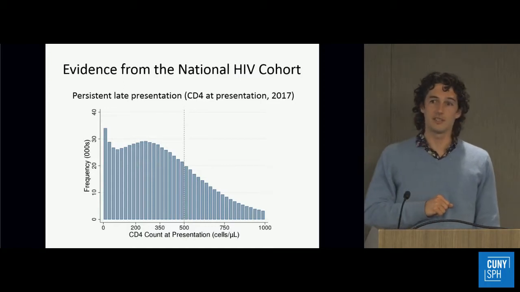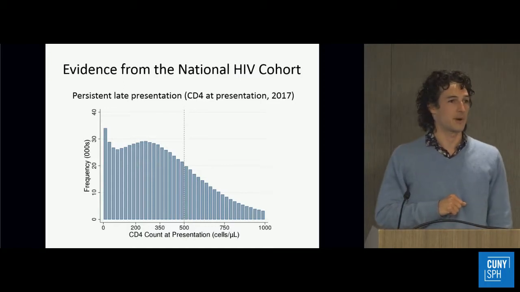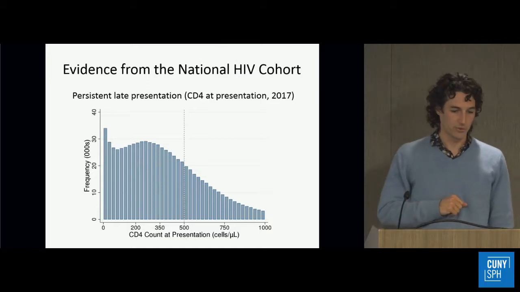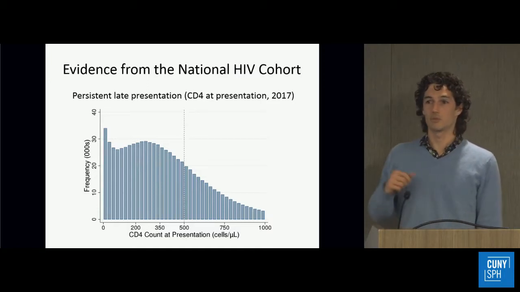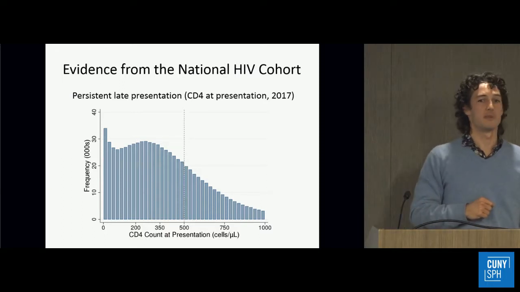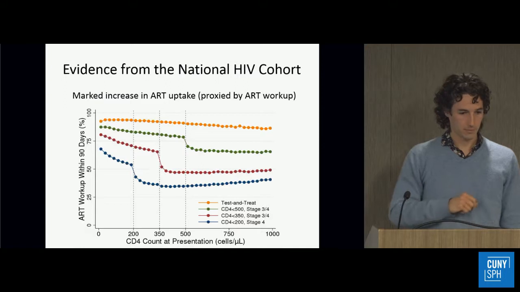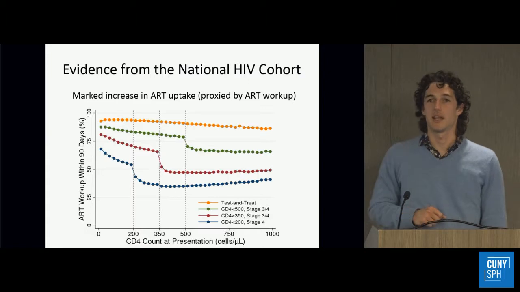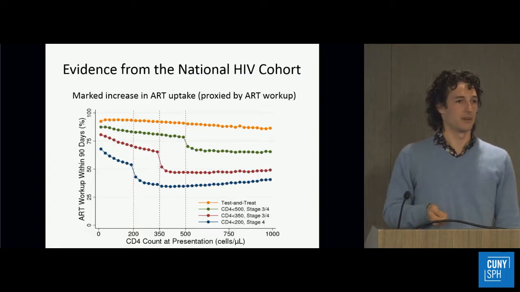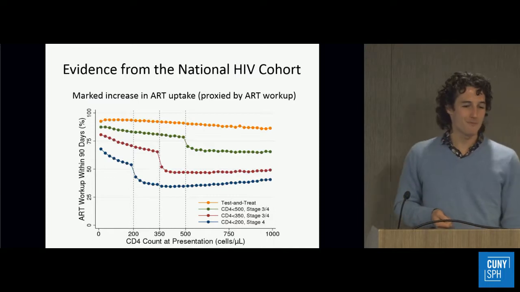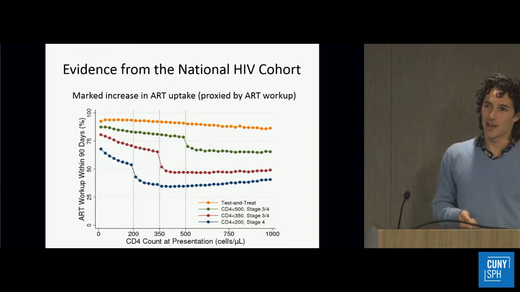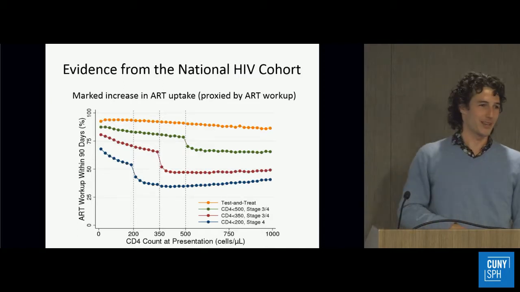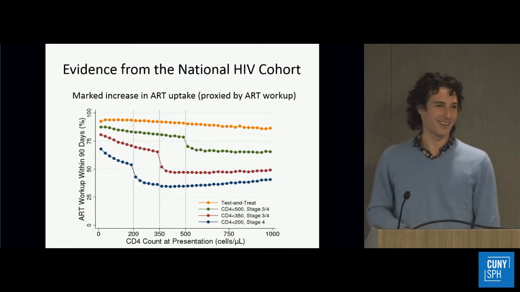In 2017, in the UTT era, here's the distribution of CD4 counts at presentation. The majority, over 2/3, are below 500, and thus would not have even been affected by the elimination of CD4 thresholds. We do see over time a marked increase in ART uptake, at least as proxied by the availability of an ART workup. And so what this shows you is, and I pirated this figure from an excellent study that some folks here have done on the IDEA cohort. So that's why Dennis is laughing.